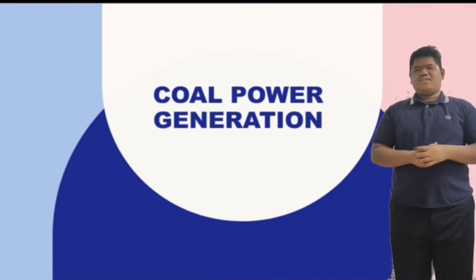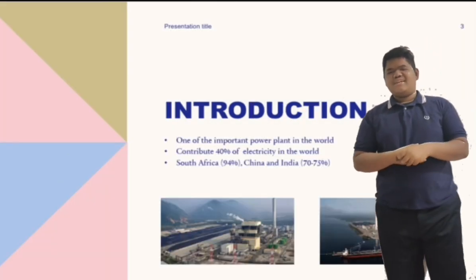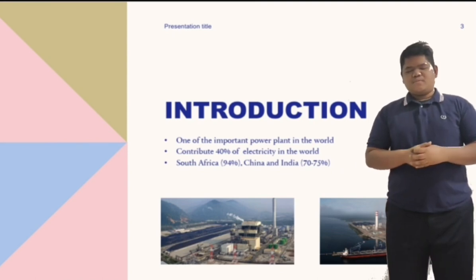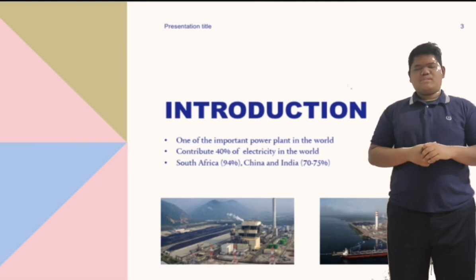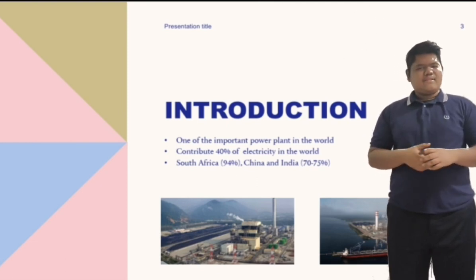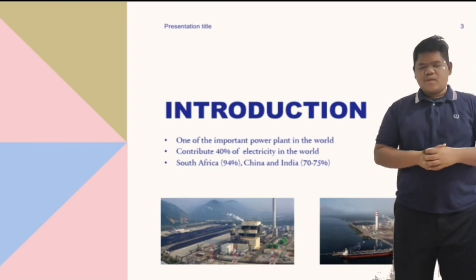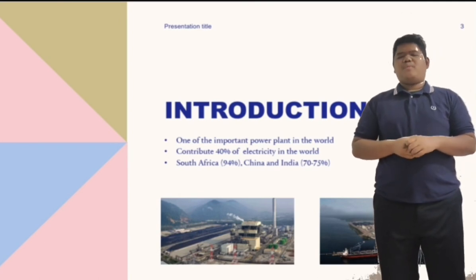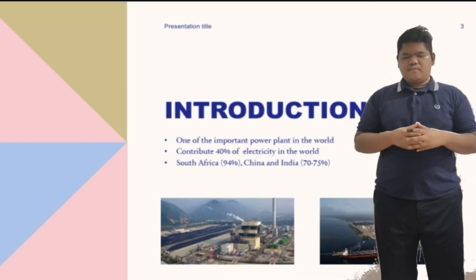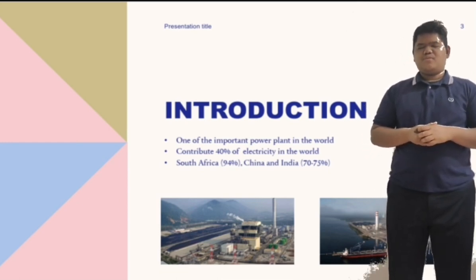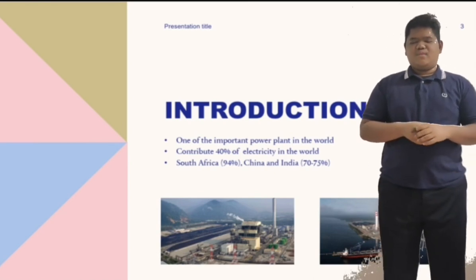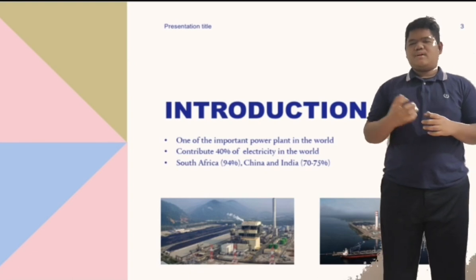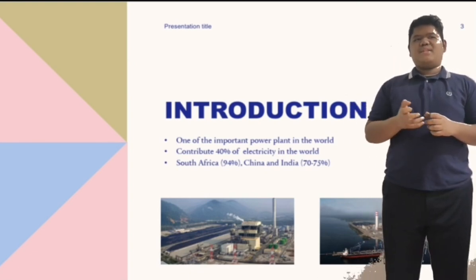Before we talk more deeply about power generation, I would like to briefly explain what coal power generation is all about. Coal power generation is a power plant that uses coal as the main source of the electricity produced. It is one of the most important power plants in the world. This power generation contributes about 40% of the world's electricity. Many big countries such as South Africa, China, and India itself use this type of power plant as their main power plant.